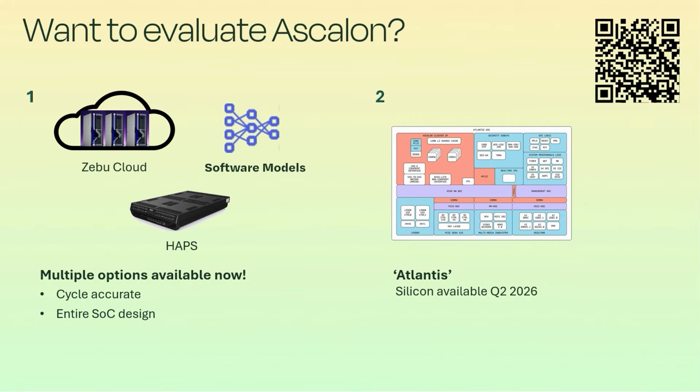Similarly with Ascalon, if you want to evaluate Ascalon, don't take our word for it. We are providing access to Zebu Cloud as well as HAPS right now. Upstairs in a demo room, you will see we have Doom running on HAPS. Of course, if Doom doesn't run on it, it's not real. So that was our benchmark. The silicon is what's missing. We are building out our silicon right now. As I mentioned, it's going to be available in Q2.